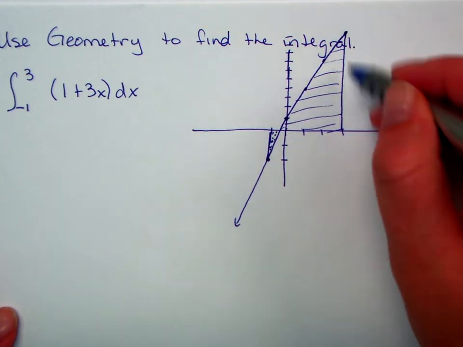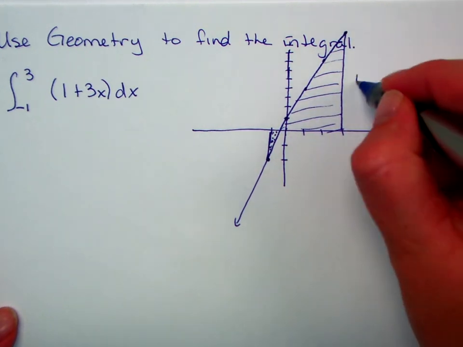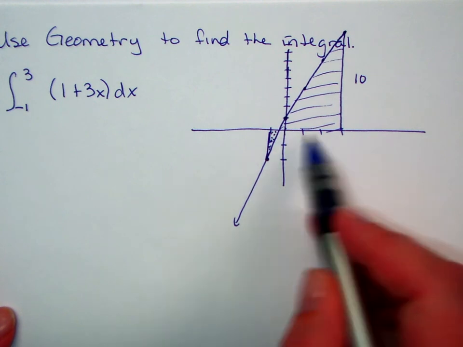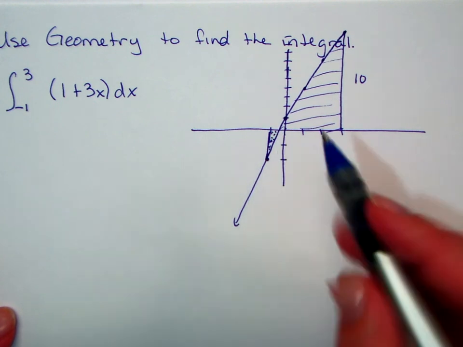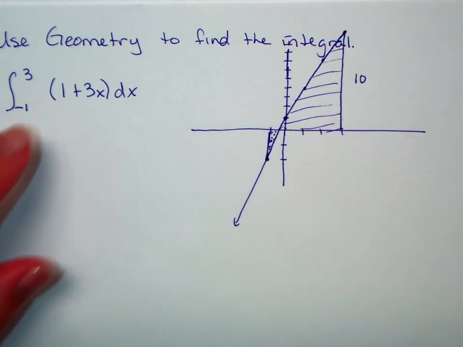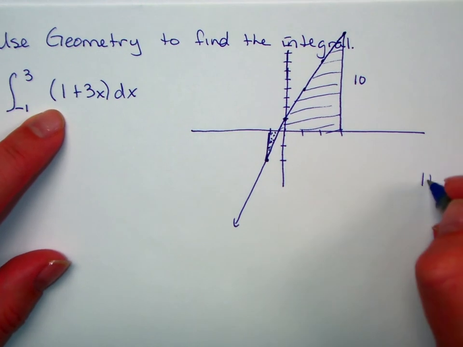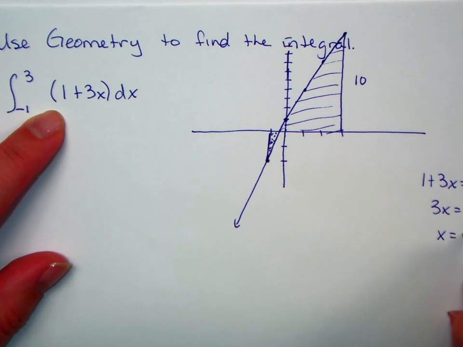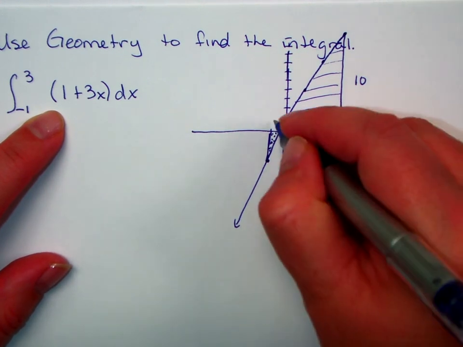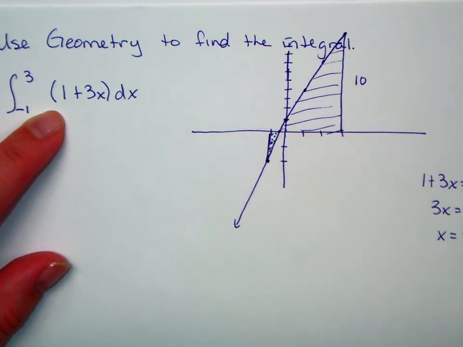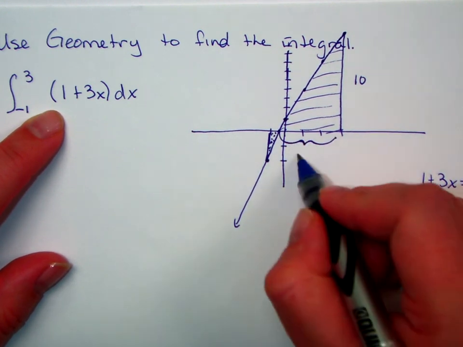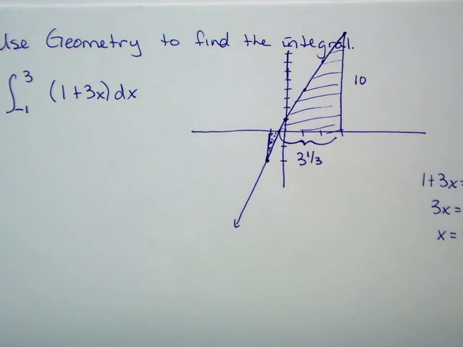So the height is easy, right? The height was 10. Now this base here is a little bit harder because it's not just 3, because we have this little sliver here. So what is the x-intercept, right? If I take 1 plus 3x and set it equal to 0, I'm going to get -1/3, okay? So this is -1/3, right? So this distance here is 3 plus 1/3. Okay, I hope you're okay with that.